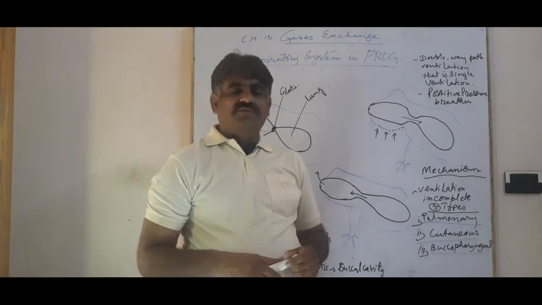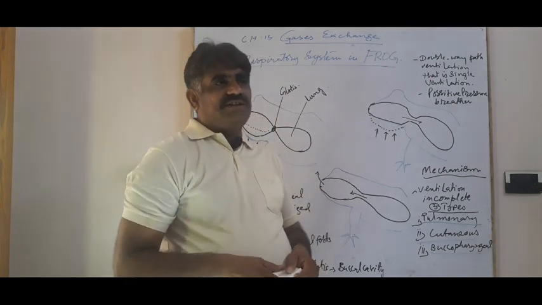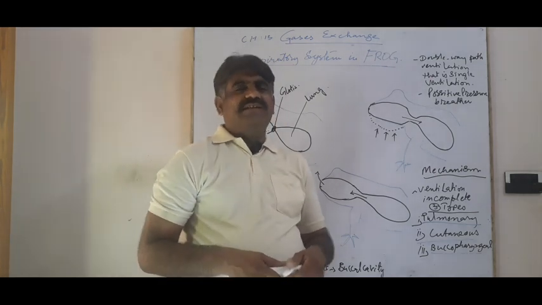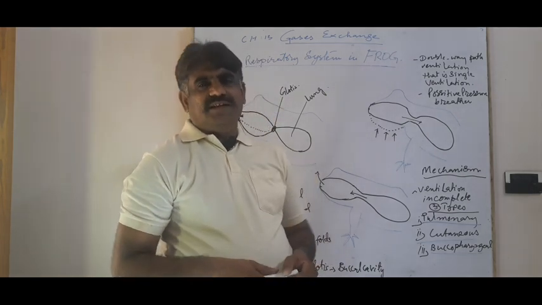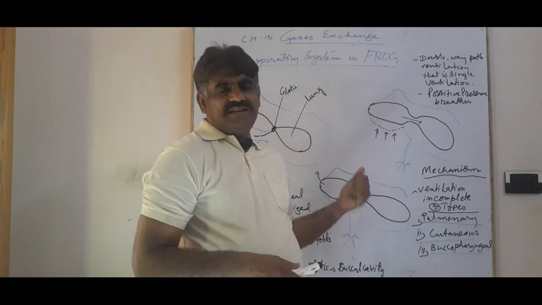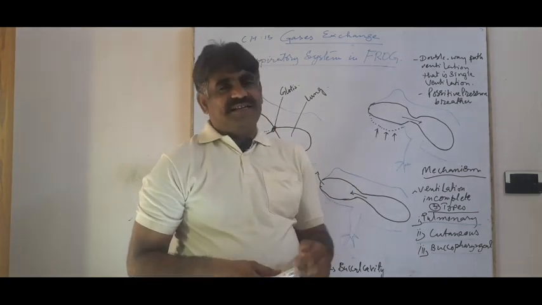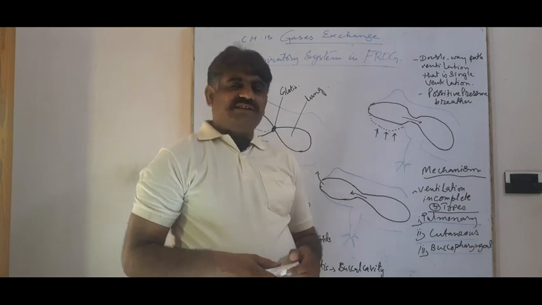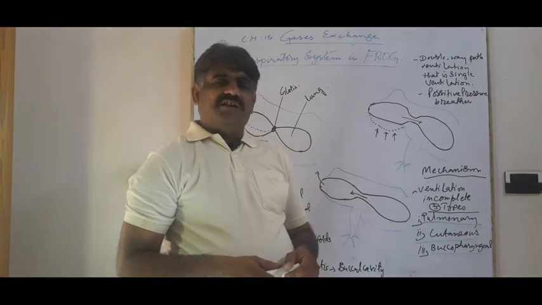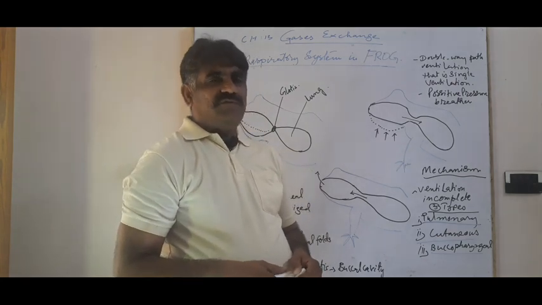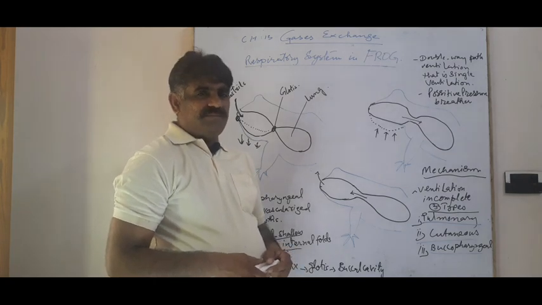So overall we have seen that the frog, which is an amphibian, lives mostly in water or nearby water, but sometimes when it comes on land, it respires mainly through lungs. But mostly it lives in water and moist places, that's why it uses mainly skin. Cutaneous respiration is the major respiratory mode in a frog. So that's all about the respiratory system in frog.